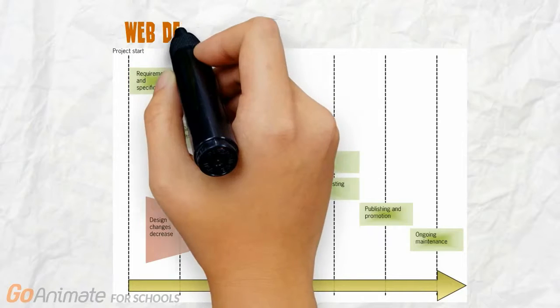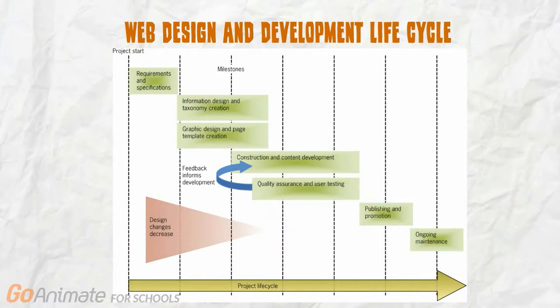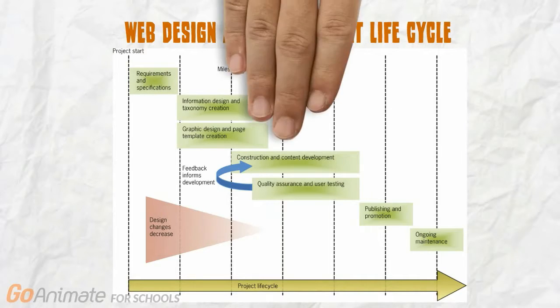The web design and development life cycle is the most important process. It includes the following key steps. 1. Customer requirements and specification. 2. Information design and taxonomy creation. 3. Graphic design and page template creation. 4. Construction and content development. 5. Quality assurance and user testing. 6. Publishing and promotion. 7. Ongoing maintenance. Generally, professional web developers always follow these steps for a successful web project.